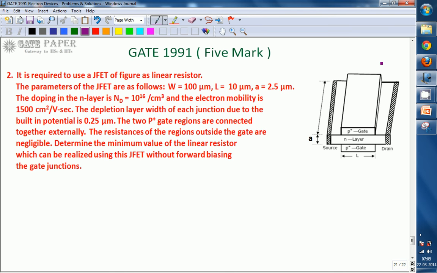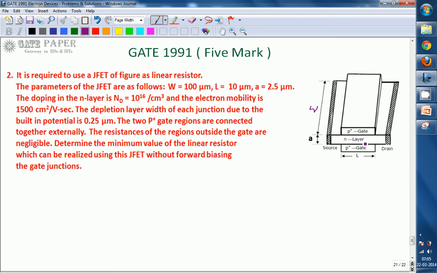Okay, so here it is. W is given. W is this direction, and A is indicated as shown, so it is the full channel height, and L is the length of the channel. So this is P plus, and there are two P plus gates, and the N layer has one side as source and the other side as drain, as indicated. Now the resistance formed from this drain to source is what you are going to calculate, and that must be the minimum possible.